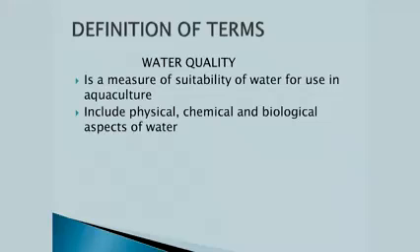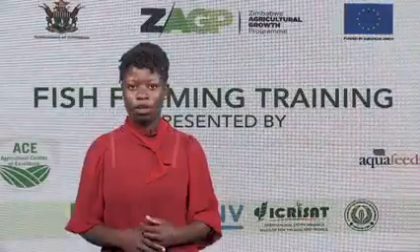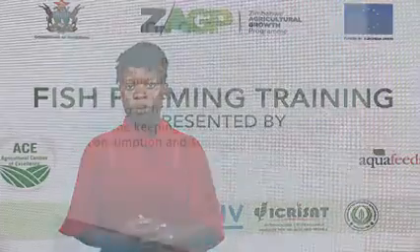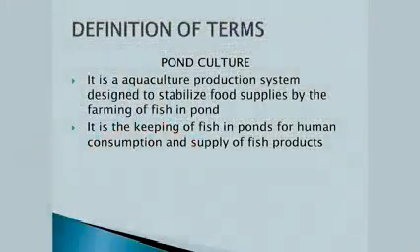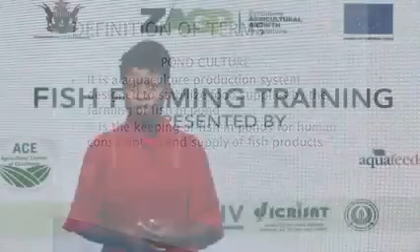Water quality is a measure of suitability of water for use in aquaculture, and this includes its physical, chemical, and biological aspects. And pond culture is an aquaculture production system which is designed to stabilize food supplies by the farming of fish in ponds. It is the basic keeping of fish in ponds for human consumption and for supply of fish products.